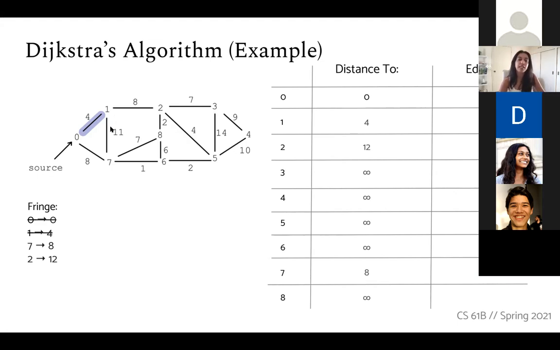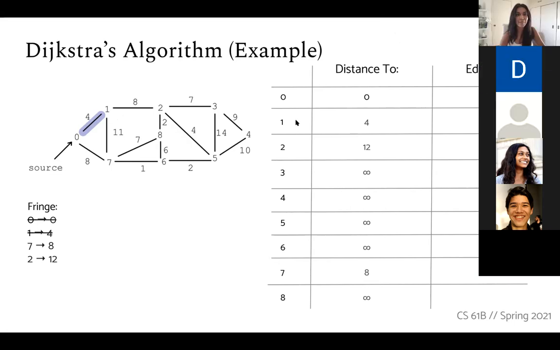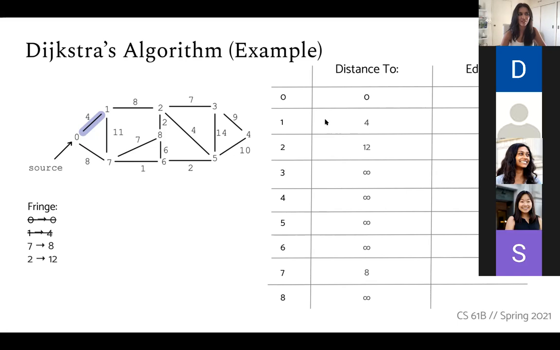Does anyone want to unmute themselves and say which node will be popped off next and how to update its neighbors? It's the one with the shortest or the smallest weight, if that helps. Okay, I'll give you guys this one, but next time let's try to get a little bit of participation just because it makes it a lot more fun.